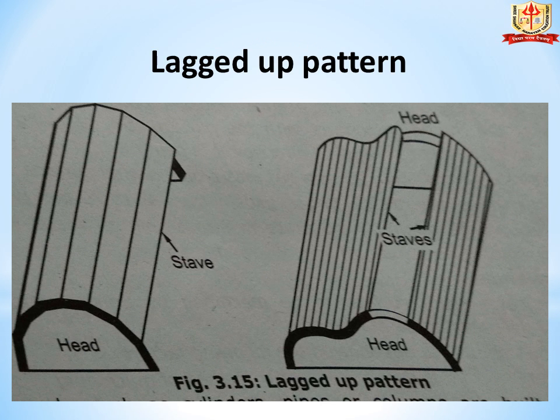Next pattern is ledge up pattern. In the diagram you can see the ledge up pattern. Cylindrical works such as cylinders, pipes or columns are built up with lag or stave construction. For preparing the pattern, strips of wood or lags are joined together to end pieces of wood called heads by means of nails, screws or glue to form a box-like construction.